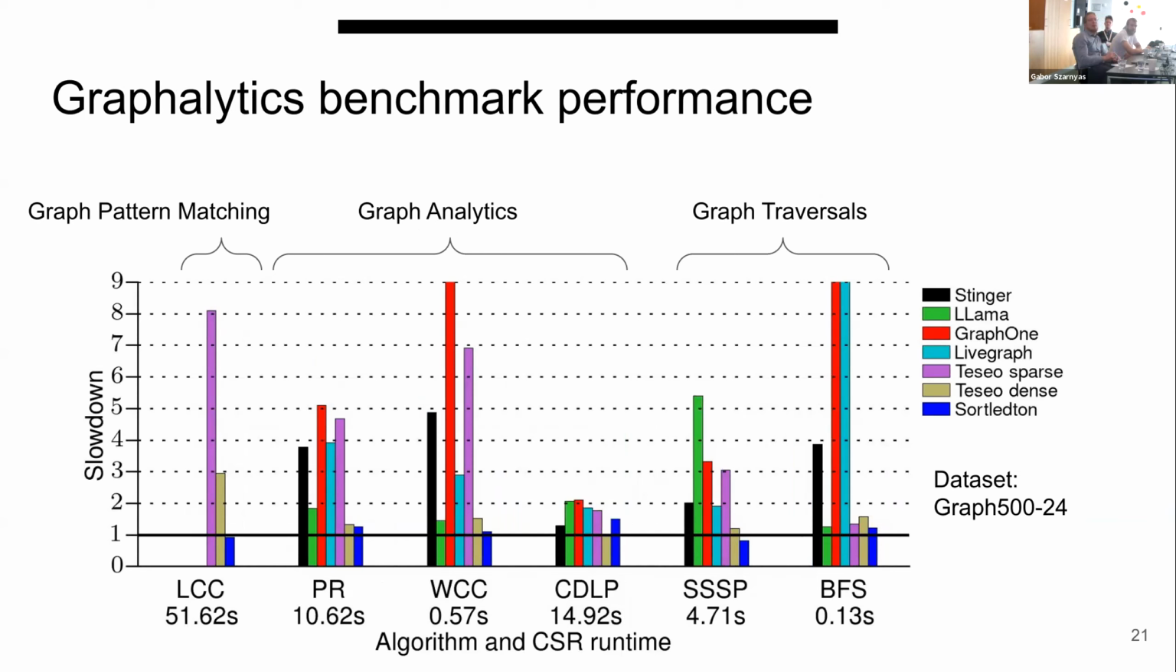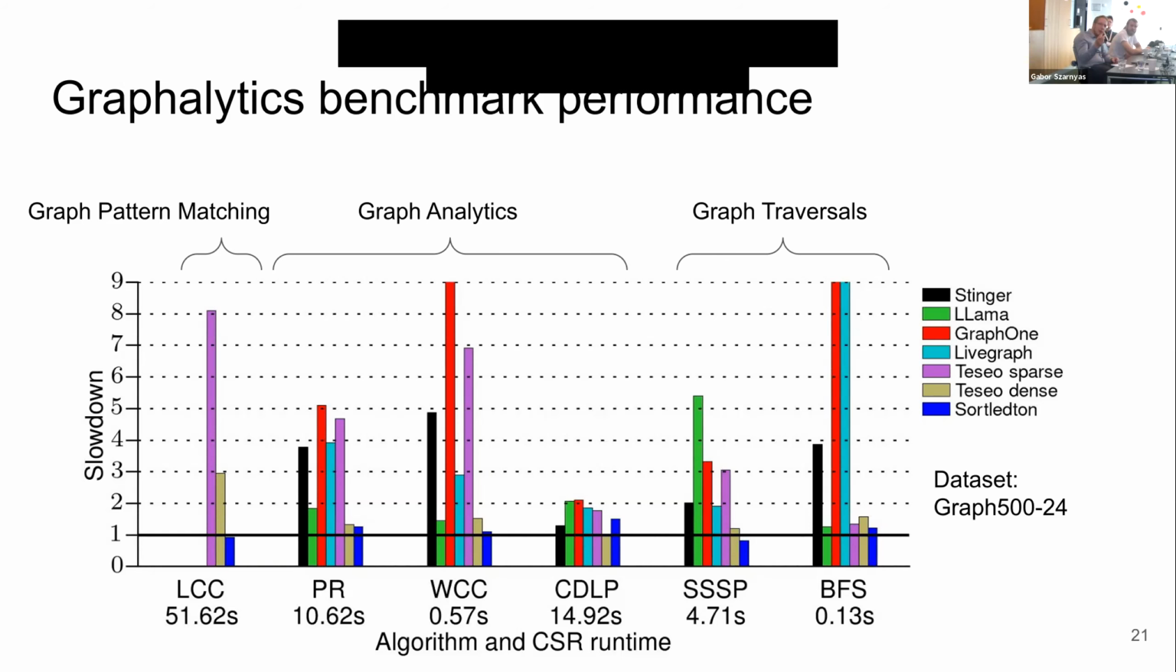2 minutes? Okay. And what we see here, blue is Sortledton, that is us. We have really low overheads compared to the CSR, or no overheads compared to the CSR, on all of these workload categories. We are the only data structure that has that.